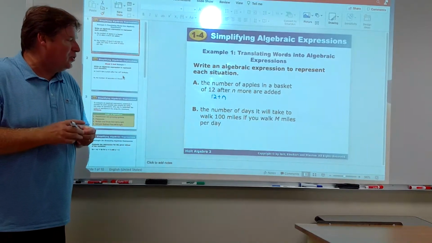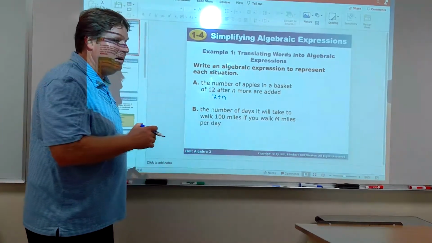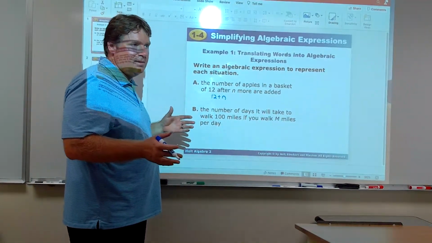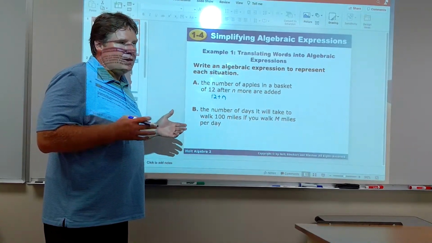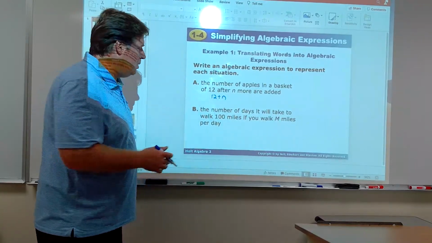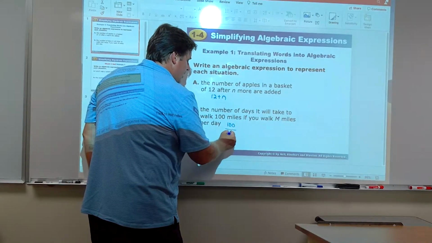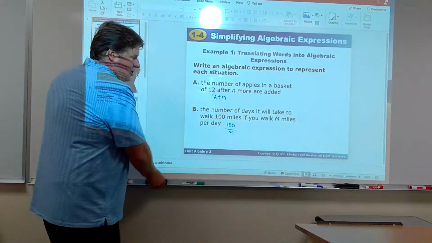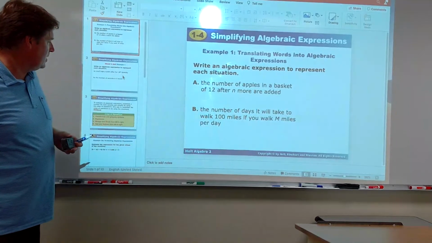All right, now this one might be a little tricky. The number of days it will take to walk 100 miles if you walk m miles per day. Well, think of this. If you walk 100 miles in one day, or 1 mile a day, it would take you 100 days. If you walk 2 miles a day, it would take you 50. 4 miles a day would take you 25 days. So what we see here is it's going to be 100 divided by how many miles you walk per day. So again, sometimes writing those expressions, it's good to look at some specific examples to get you what you're doing, what operation is working there.